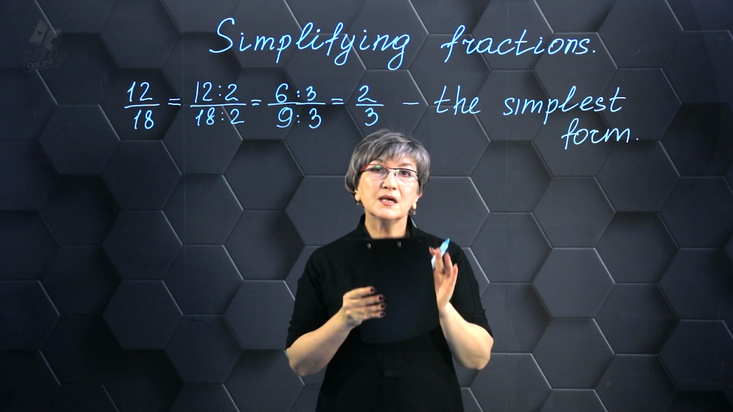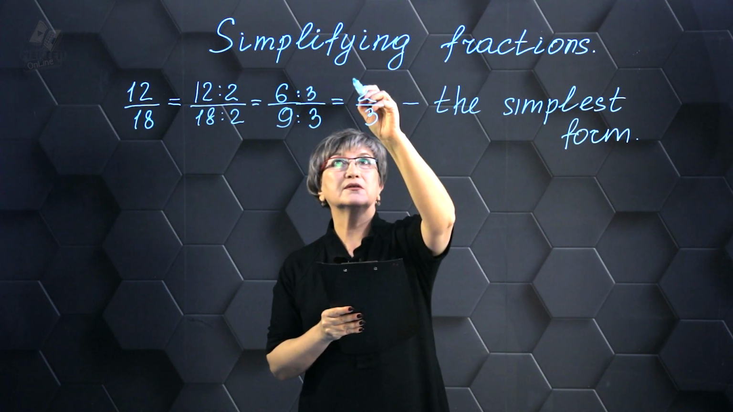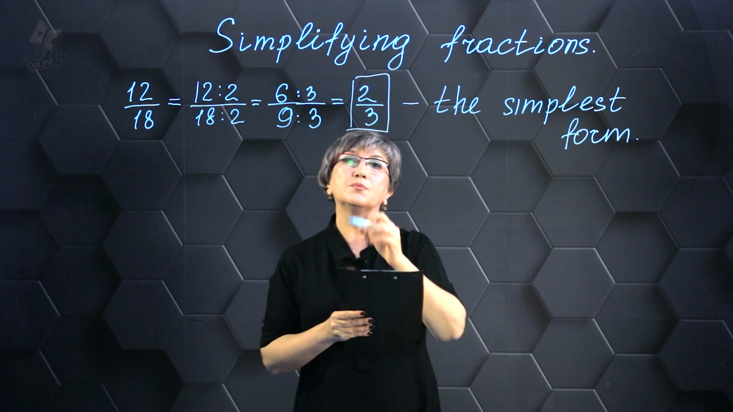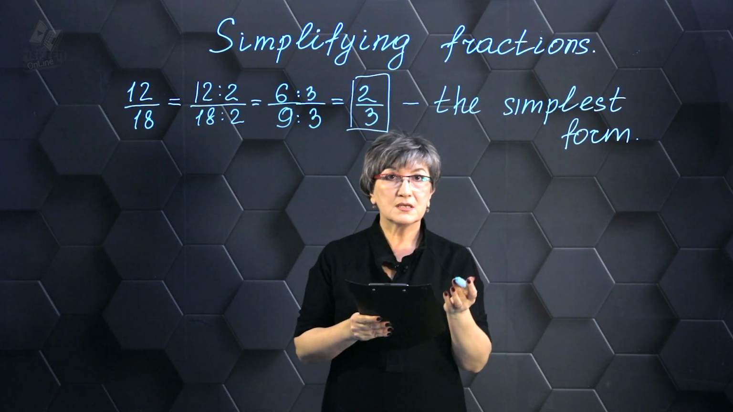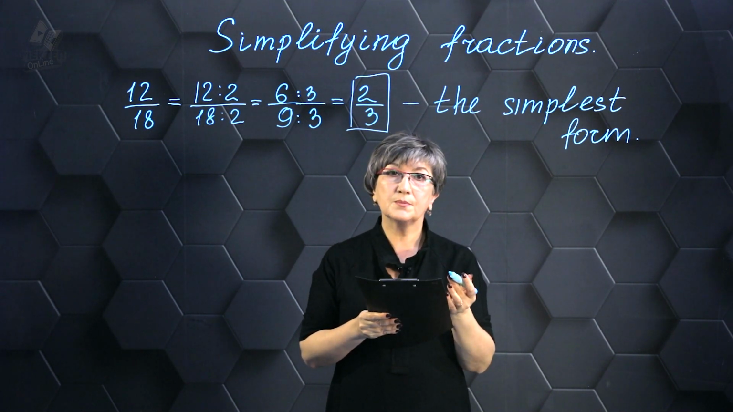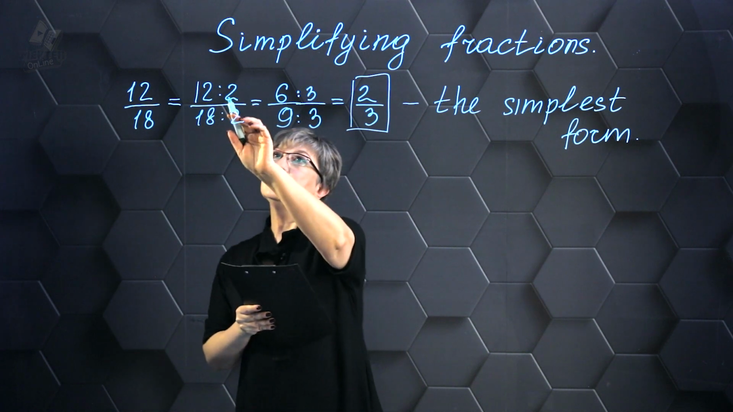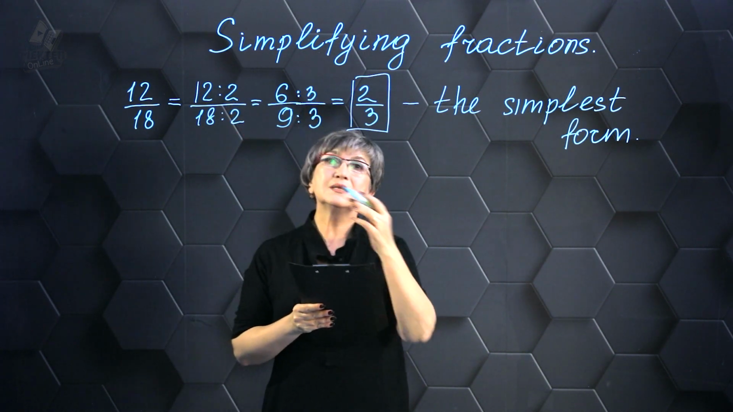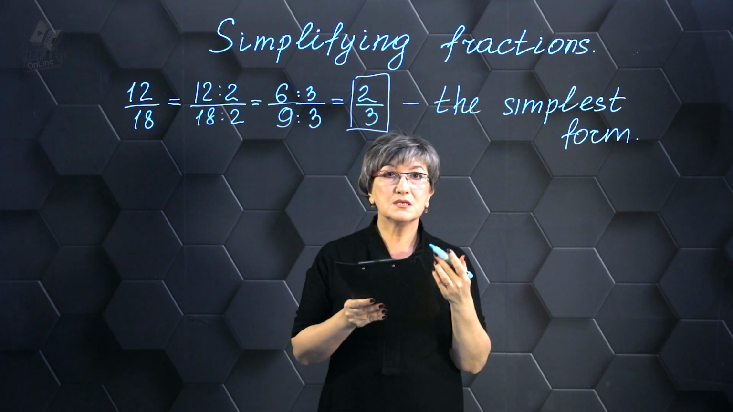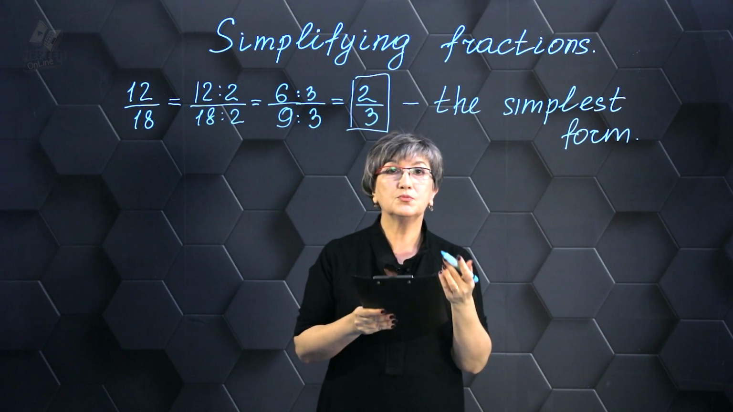Only after that I finish my actions. So the answer will be 2/3. Someone among you will shorten it in a slightly different manner. He will not divide it by 2 and then by 3. Someone will divide it by 6 right away. And this will also be true.